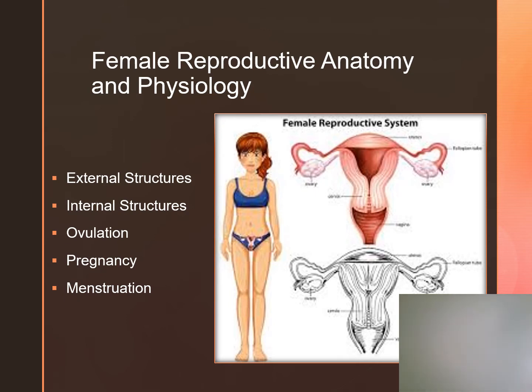The external structures on the female include the mons pubis, which is the pad of fat at the area where the pubic bone is, and it's covered with hair. The vulva, which is the external genitalia. The labia majora and minora are skin folds that cover the urethra and vaginal openings. The clitoris, which is erectile tissue that's stimulated during sexual intercourse.